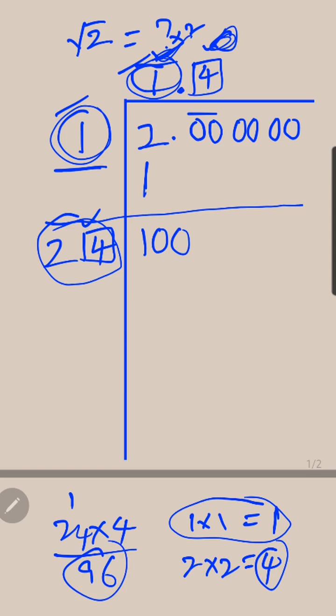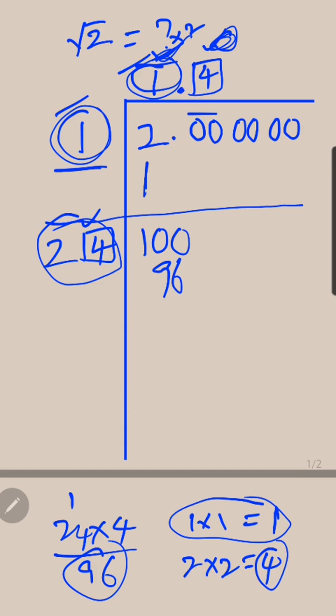96 is less than 100. That's the reason I've taken 4. If I take 5, it will be 525 or 125, which is more than 100. That's the reason I've taken 4. Even if you take 3, it is much less than 100. So it should be very near to 100, and not more than 100. Such kind of numbers we have to select. So 24 4s are 96. So after 0.1 decimal we got it.